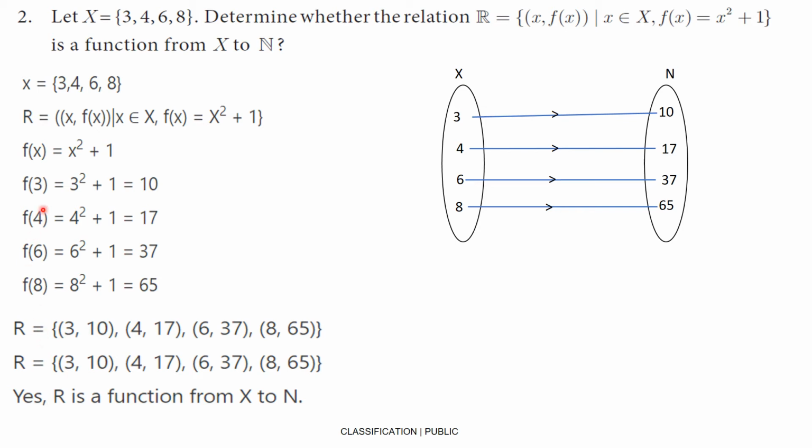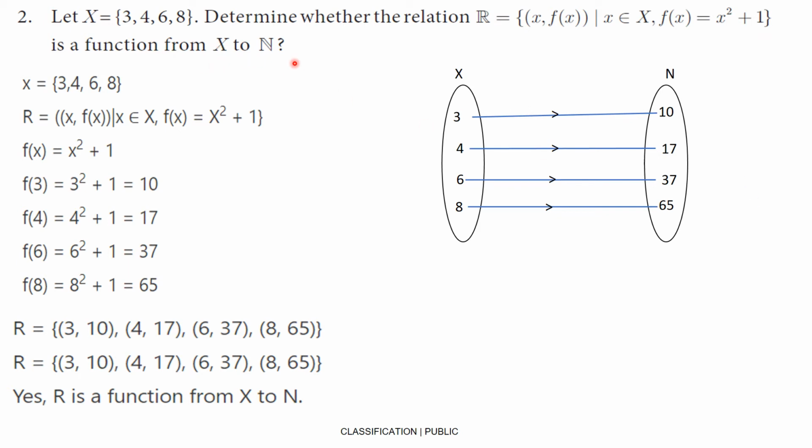Next question. X equals {3, 4, 6, 8}. Here, determine whether the relation R = {(x, f(x)) such that x belongs to X}, where f(x) = x squared plus 1, is a function from X to N. We have to find this out.